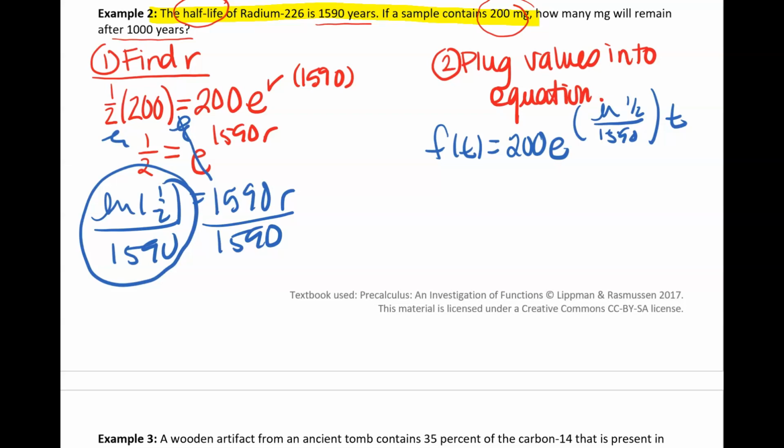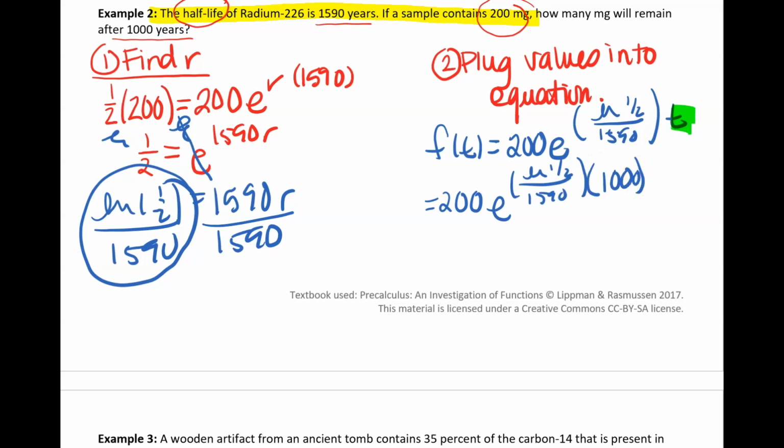So now we're going to take 1,000 and plug it in here for t. Be very careful with your calculator. You've worked really hard to create this equation. Don't let a calculator error cause you to miss this problem. So this is going to be times 1,000.